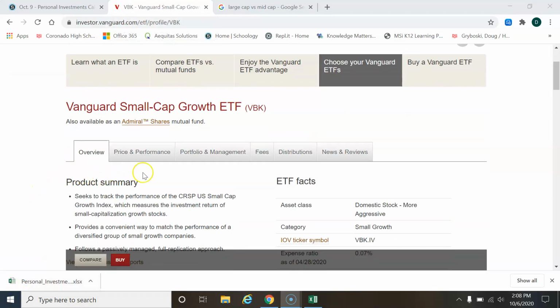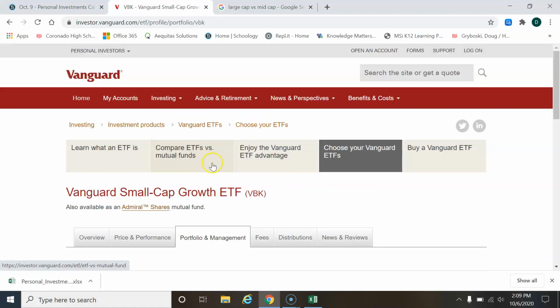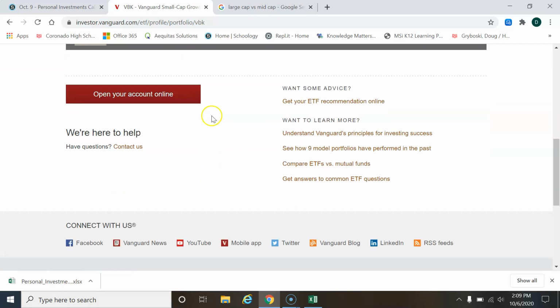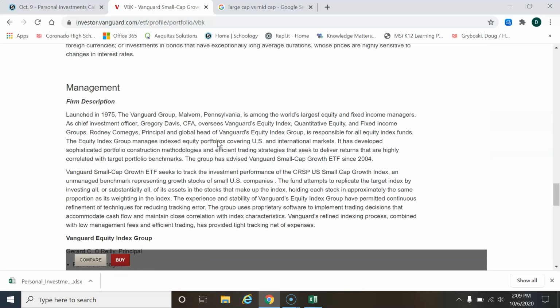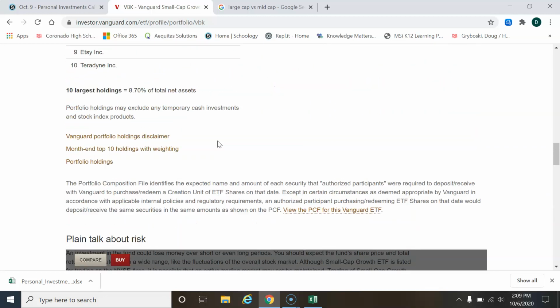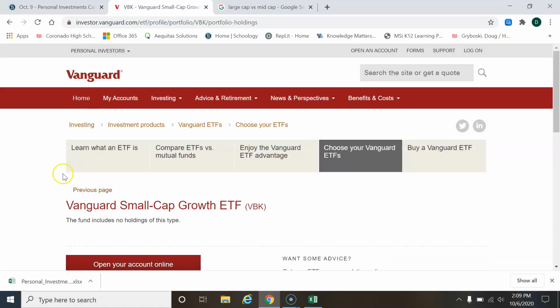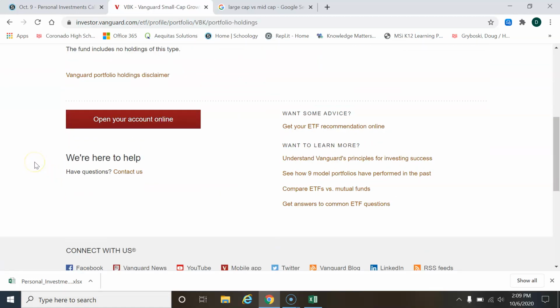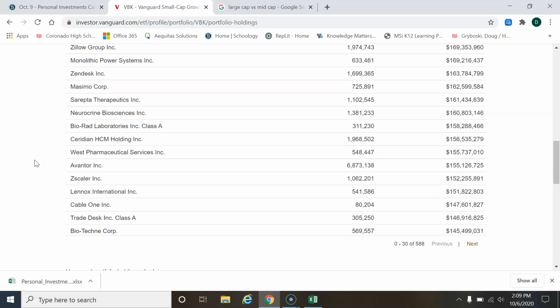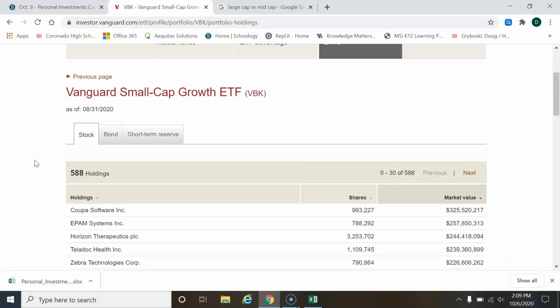Okay, now it's loaded. So I'm going to click on Portfolio and Management for this particular small cap growth. And I'm going to show you. There we go. It's a little glitchy here. Okay, Portfolio Holdings. And I want to show you the list of stocks that this company has. Okay, so this particular VBK is the ticker symbol for this Vanguard Small Cap Growth, and it has 588 different companies that it owns.